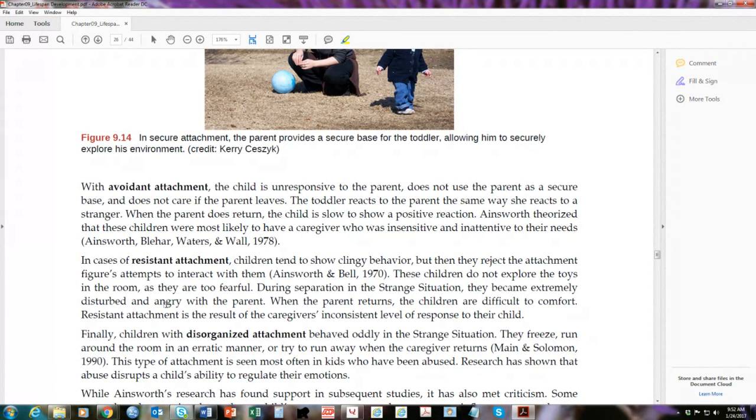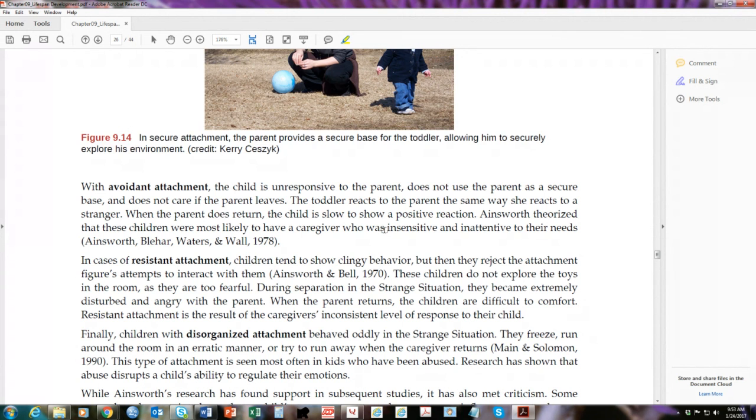So with avoidant attachment, the child's unresponsive to the parent. The parent is not seen as a secure base. And if the parent leaves, the child doesn't get upset. And when the parent returns, the child may not make a big deal about it. All right, so it's just kind of avoidant. And so the inference then is the caregiver, parent, is probably inattentive and insensitive to the child's needs. And so, being a parent means being attentive and sensitive. And if you're not, it can have an effect on your baby. So you gotta do that. I mean, you gotta have that degree of sensitivity.